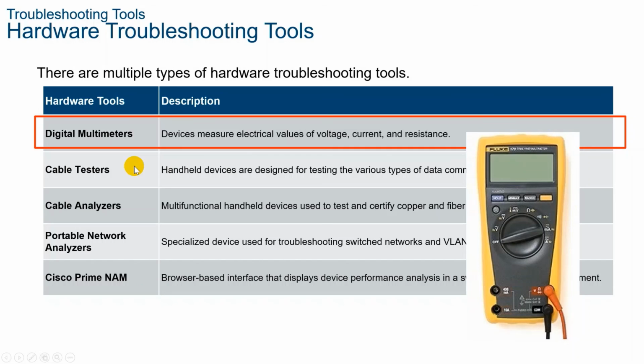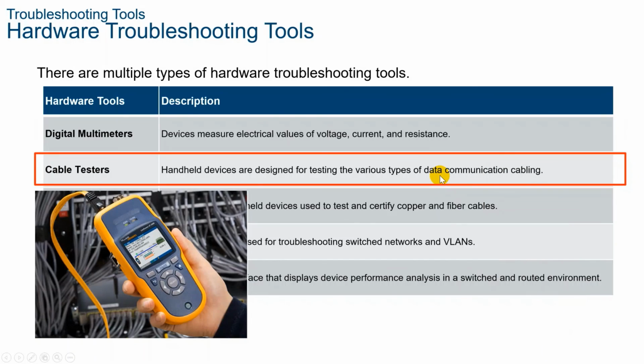Okay, so the first one is digital multimeters, or DMMs, such as the Fluke 179 shown in the figure. These are test instruments that are used to directly measure electrical values of voltage, current, and resistance. In network troubleshooting, most tests that would need a multimeter involve checking power supply voltage levels and verifying that network devices are receiving power.